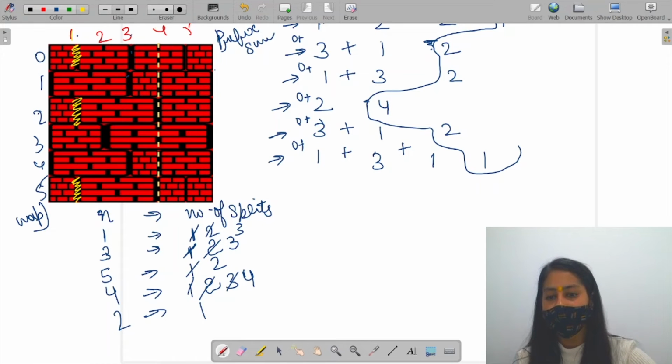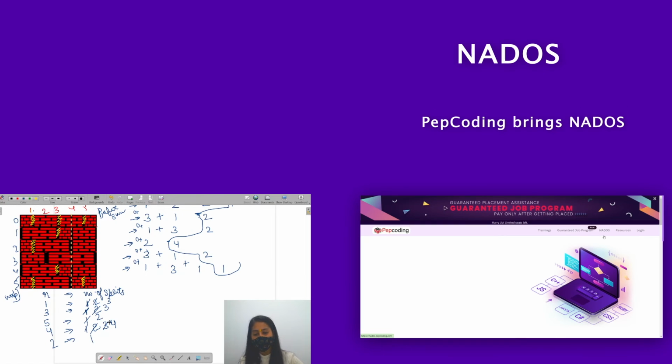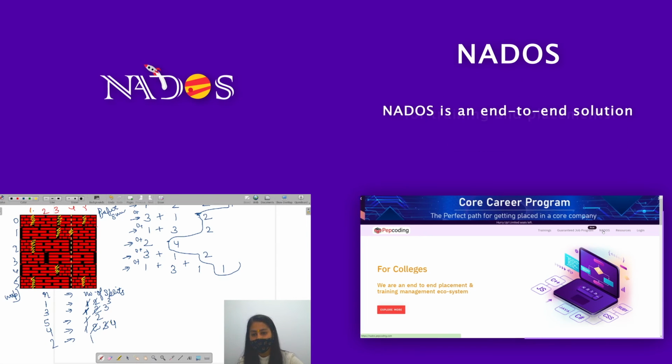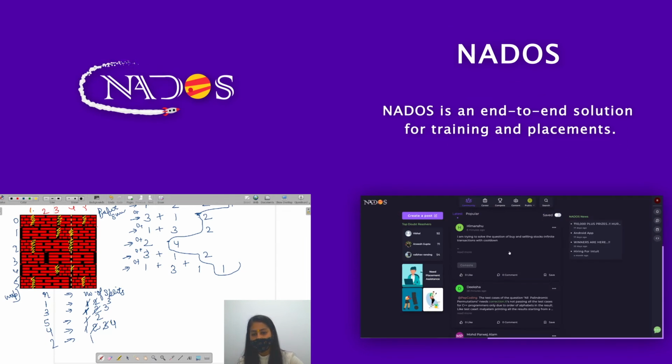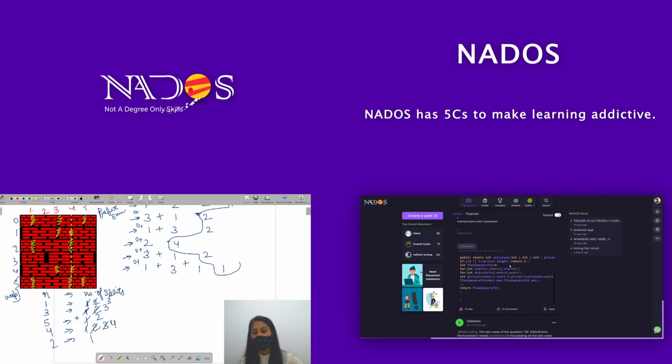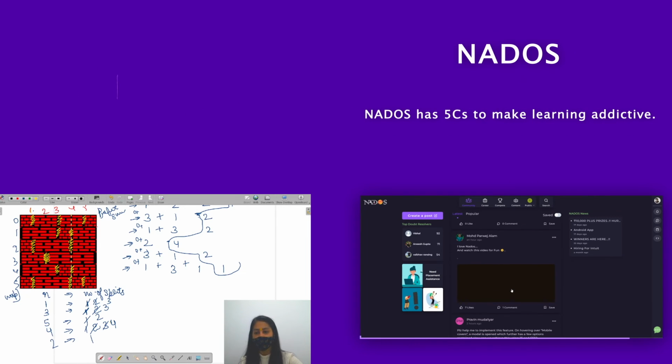At 3, 3. At 3 you can see 1, 2, 3. At 5, 2. At 5, 1 and 2. Right. Next is at 4, 4. At 4, 1, 2, 3 and 4 splits are present. At 2, 1. At 2 only one split is present, right?